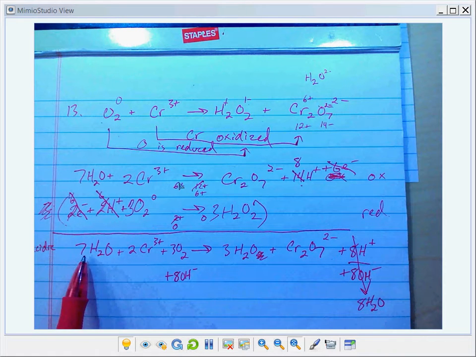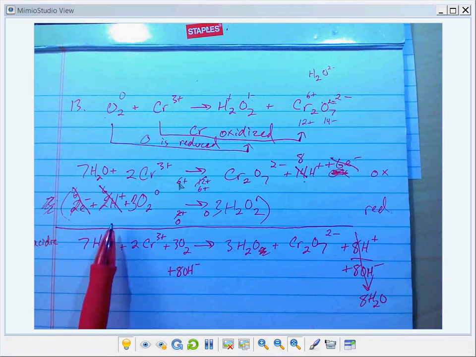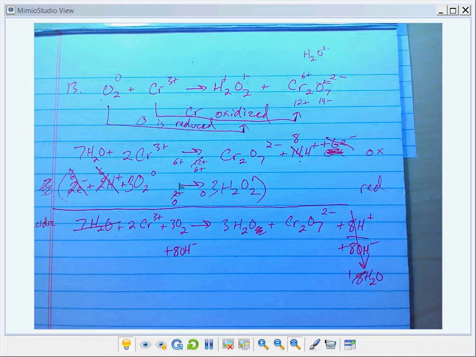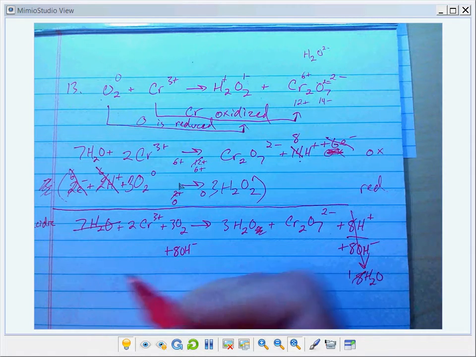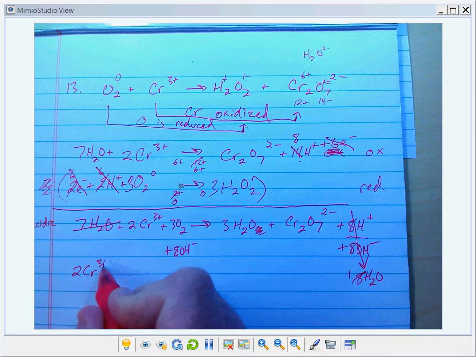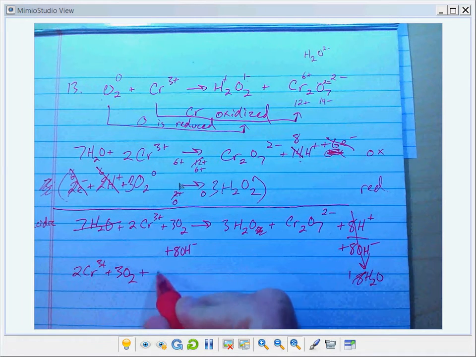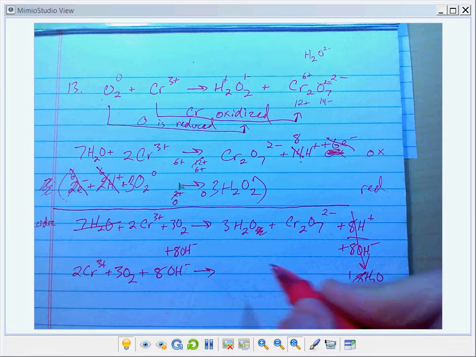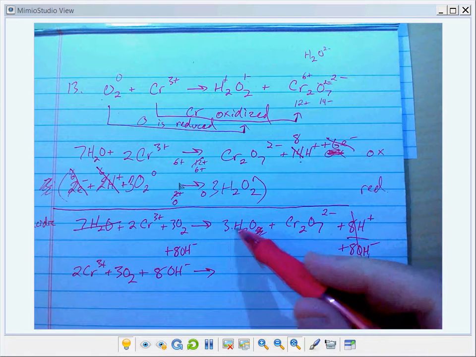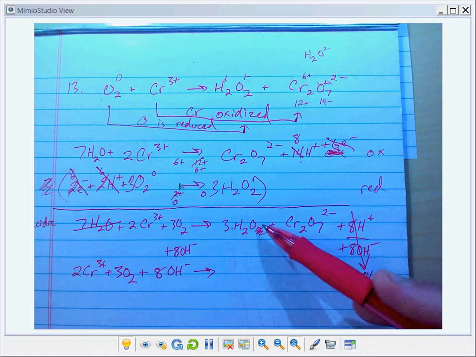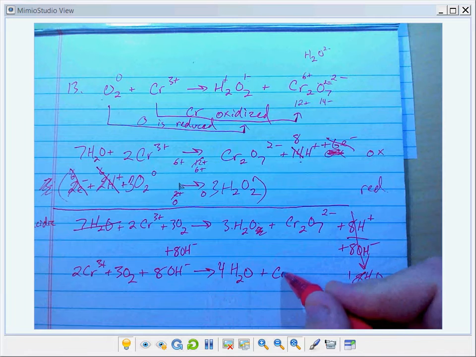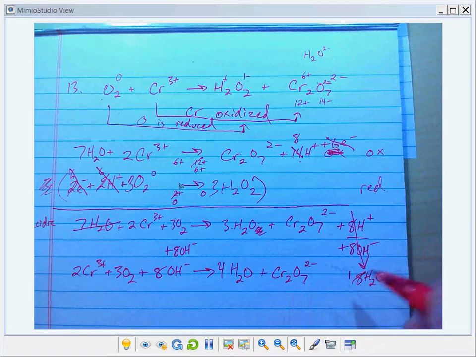But you'll notice there's 7 waters over here. 7 waters make 8 waters. So that actually cancels now and leaves behind 1 water. And that's going to be the final answer, so I'm going to rewrite it. 2Cr3 plus the 3 O2s plus now there's 8 hydroxides. This happened in a basic solution, so there should be extra hydroxides around. Oh, I forgot about the waters over here. I've got to add it to the 1, so 1 plus 3 is 4 waters, plus the dichromate ion. And that's it, I think.